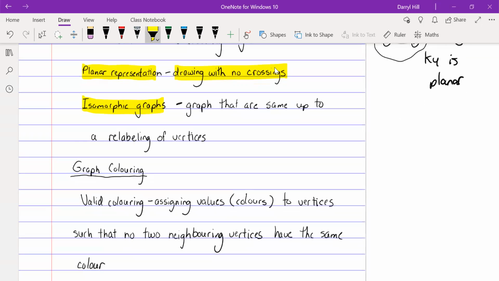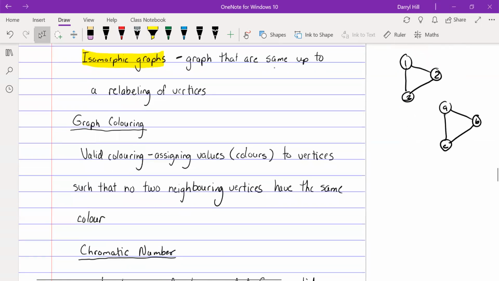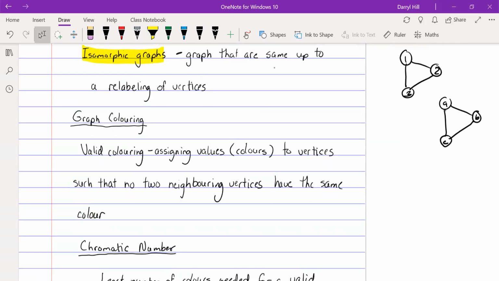Isomorphic graphs are the same up to a relabeling of vertices. Right? So if I said 1, 2, 3, A, B, C, those two graphs are isomorphic, which means they're kind of the same. They have the same properties, basically. Graph coloring. A valid coloring is assigning values, which we call colors, to the vertices such that no two neighboring vertices have the same color.